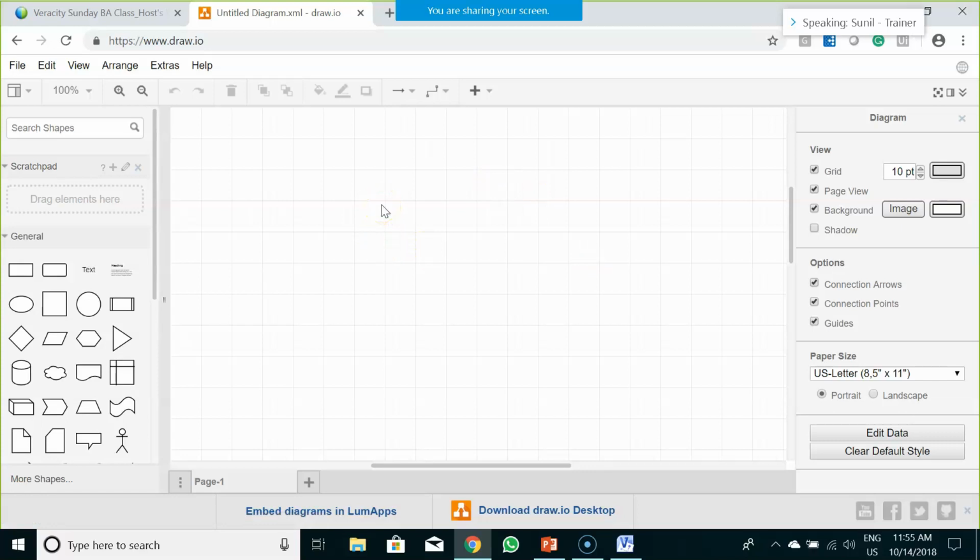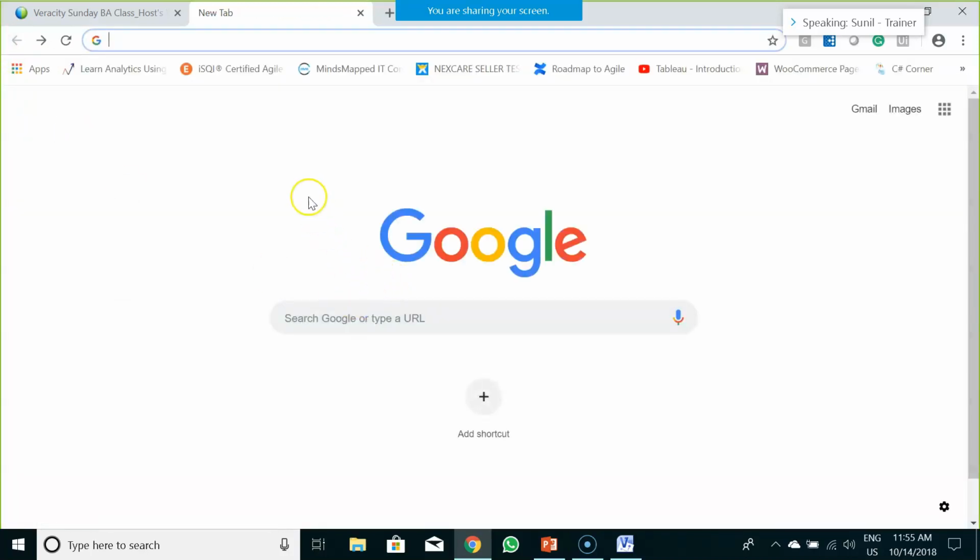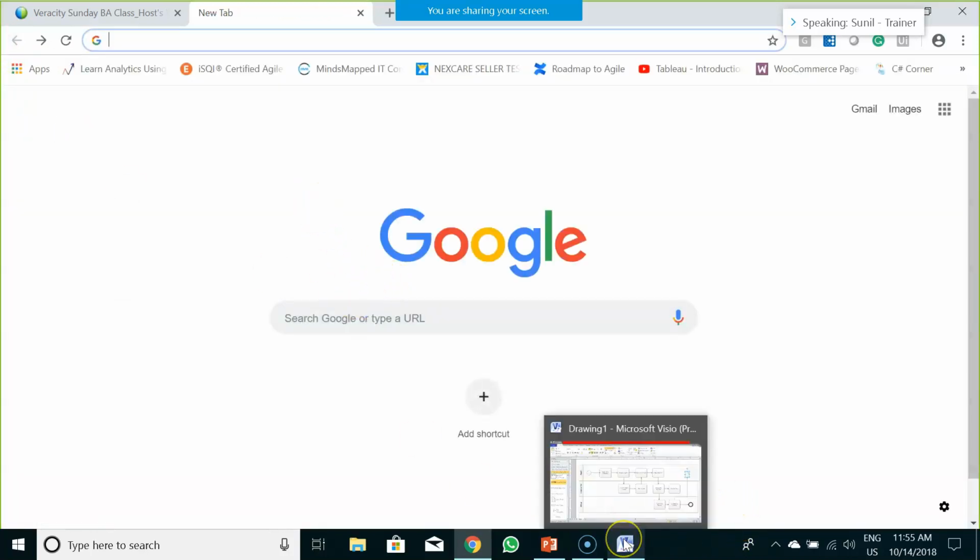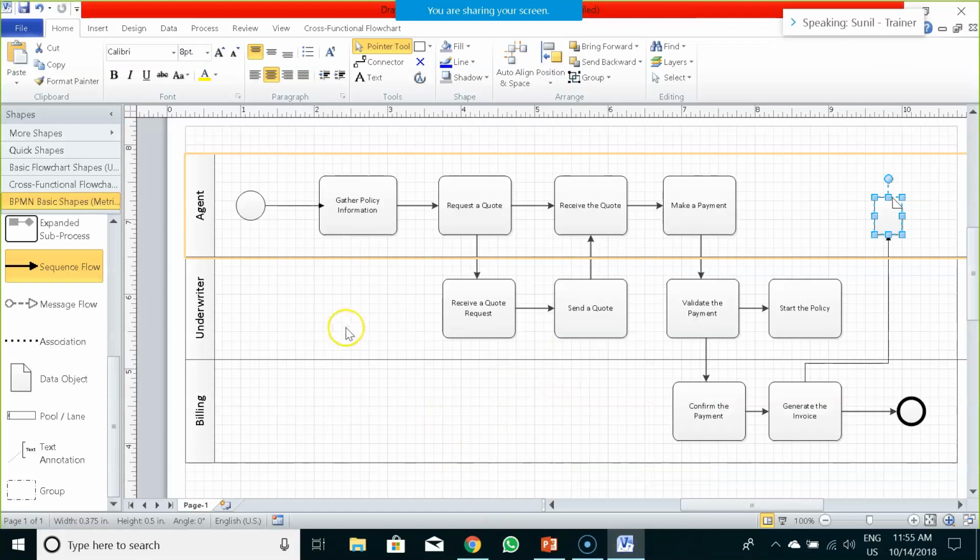Since there are a lot of security issues in between, companies don't prefer these other tools apart from Visio, because Visio is something that comes bundled with your other Microsoft products. So that is very cost effective for them, and it's a great tool, I would say.